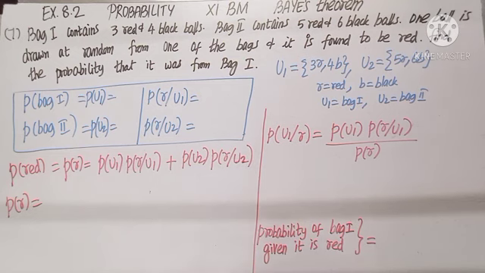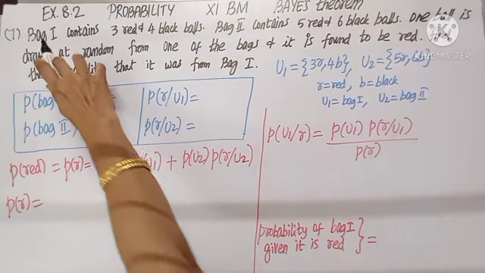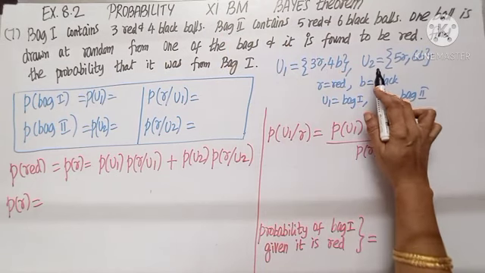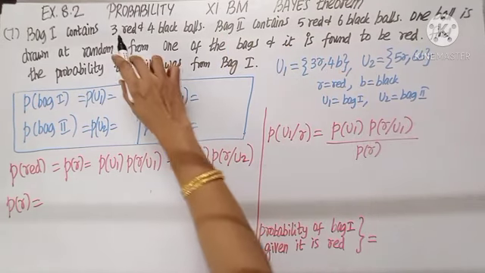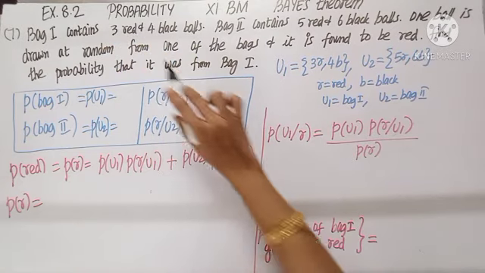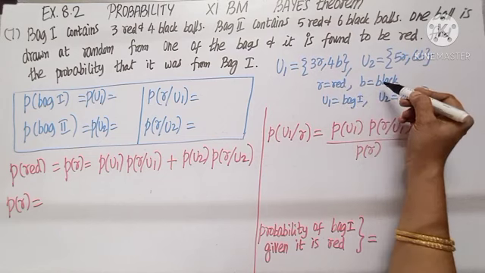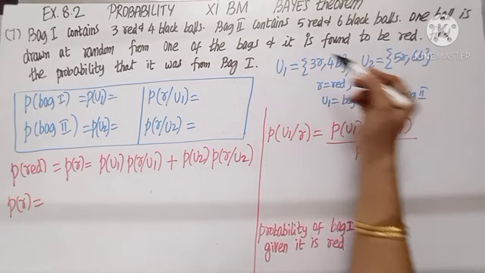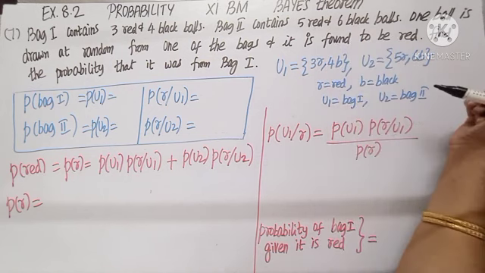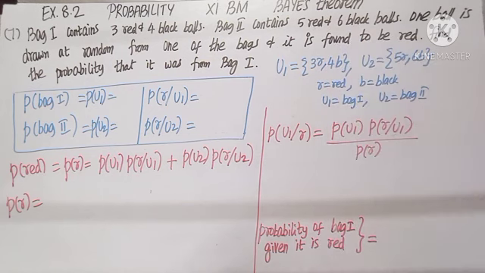Find the probability that it was from bag 1. We are given 2 bags. Let us write down U1 as first bag and U2 as second bag, having different colored balls. Bag 1 has 3R, 4B, where R is red and B stands for black. Bag 2, we have taken U2, 5R and 6B. R is red and B is black.